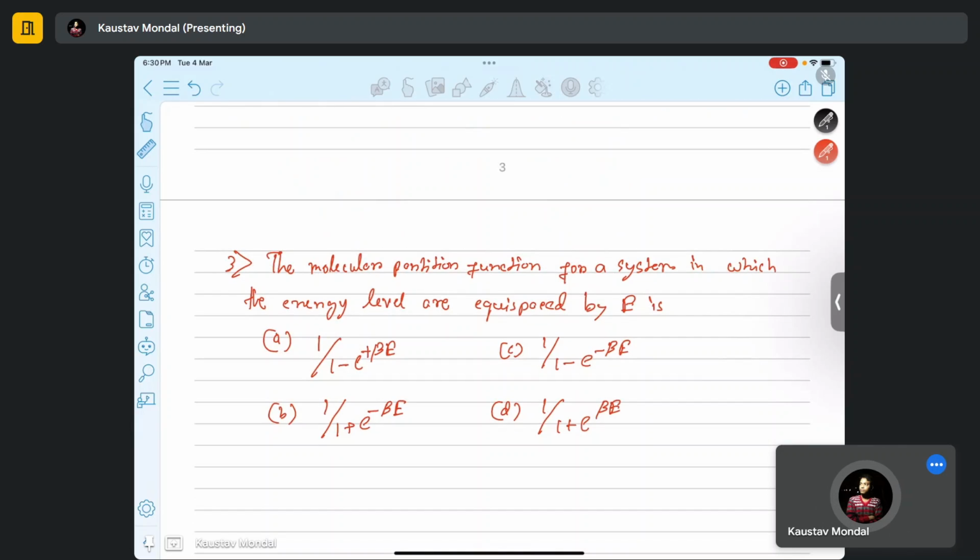So you have to calculate the molecular partition function for a system in which the energy levels are equispaced by E. Okay, equispaced by E, the molecular partition function you have to calculate. So how can you do that?